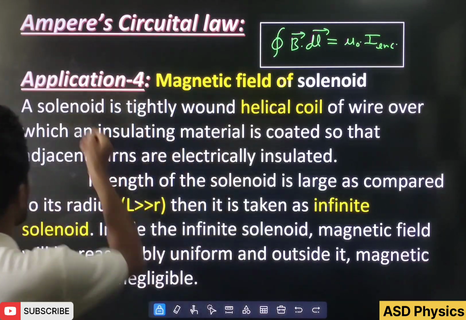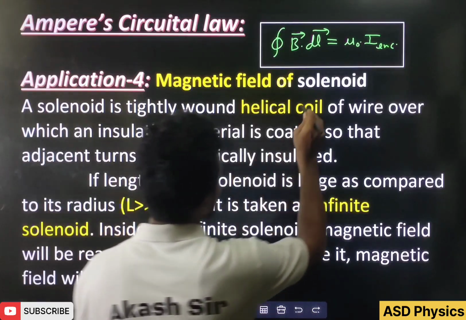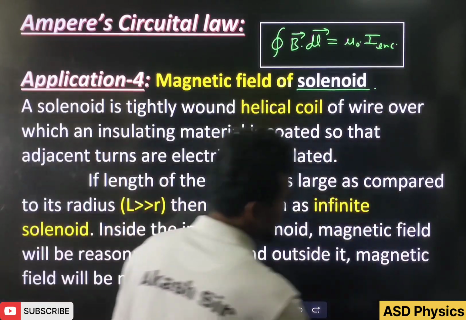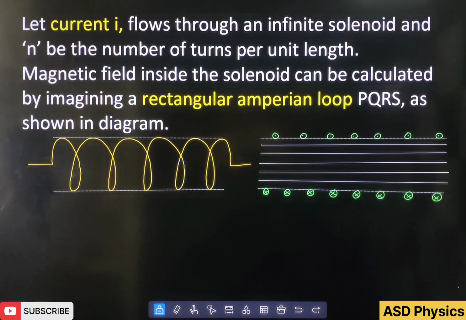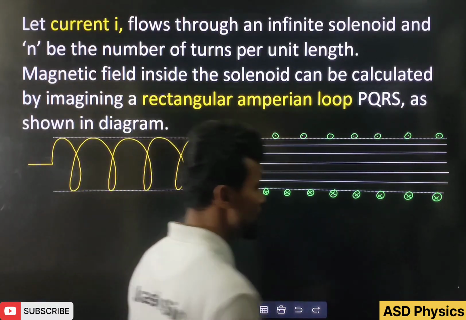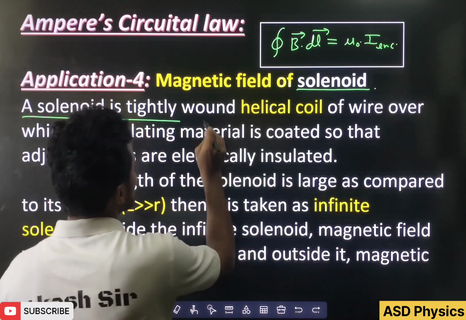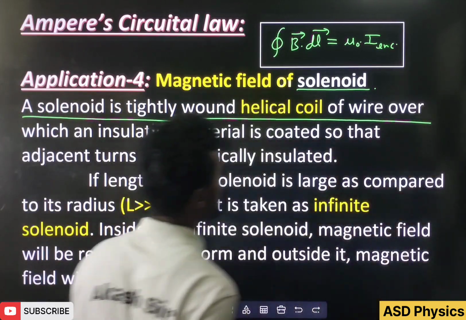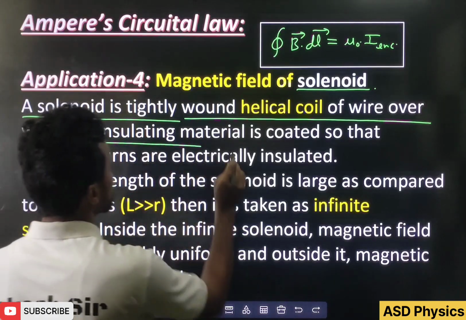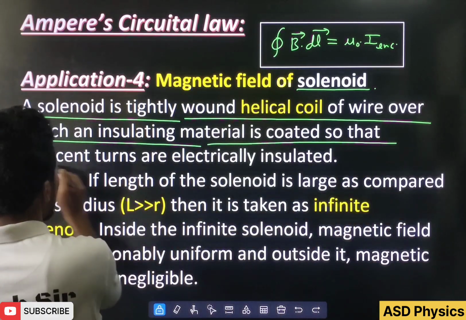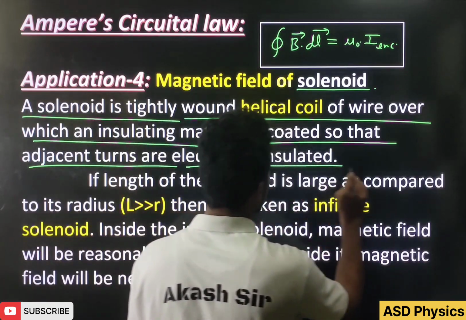Now see here, application number 4, magnetic field of a solenoid. You can see very well how the solenoid looks. The solenoid looks like this here. Yellow color is there. Now which path is there? Guess, the path is the helical coil. A solenoid is a tightly wound helical coil of wire over which an insulating material is coated, so that adjacent turns are electrically insulated.